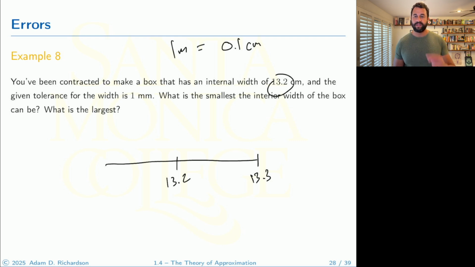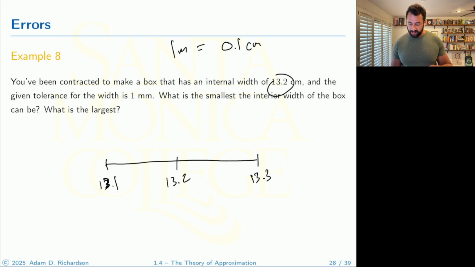And then I see another point down. So I need to go down to 13.1. Okay. And those are the boundaries of acceptability. Now, the thing with the tolerance is we cannot be equal to those. The tolerance is basically a strict upper and lower bound, or giving us a strict lower and upper bound, right?